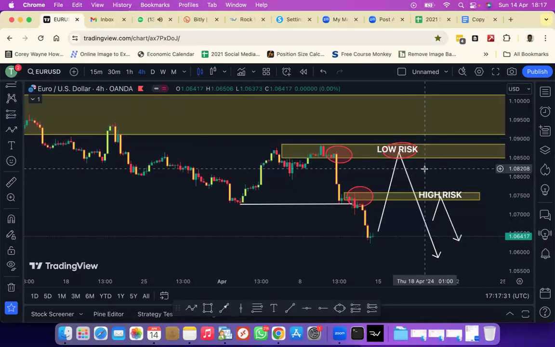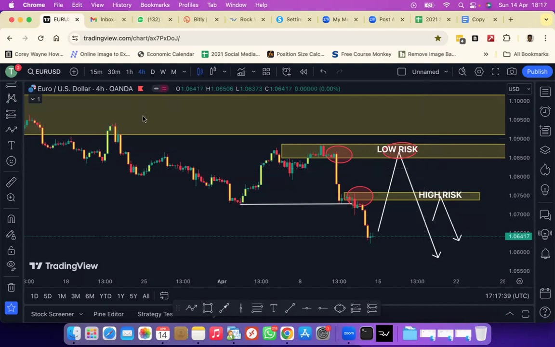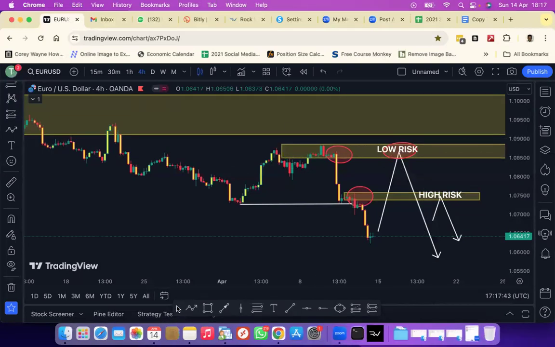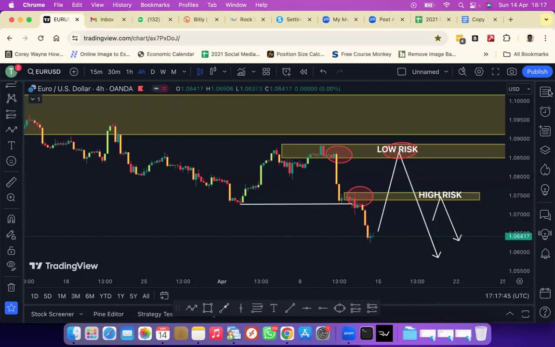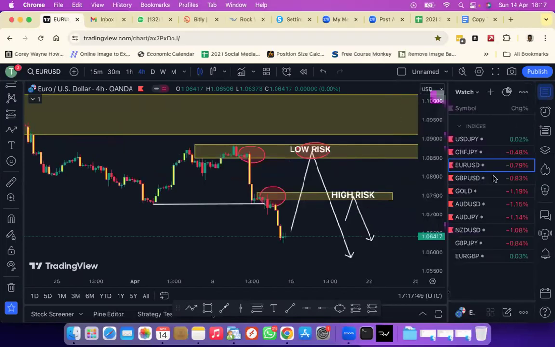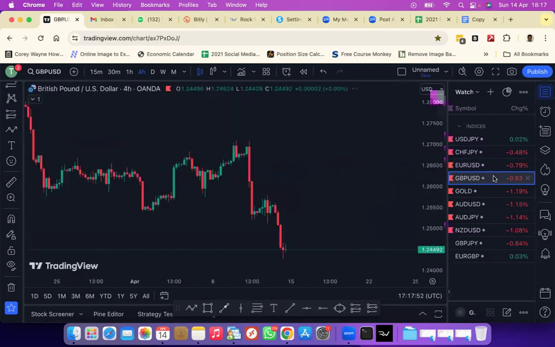All right. So let's check out another pair. Let me know if you understand what I've said so far. Okay. Now let's go to another pair. Let us check out GBP USD. So GBP USD and EUR USD are correlated. So we should see similar movement on these pairs.